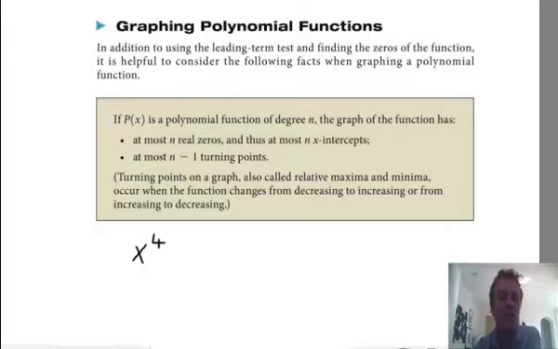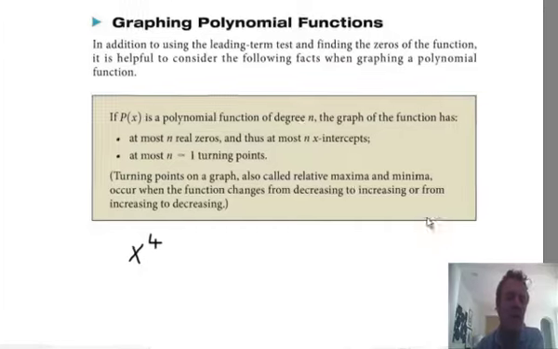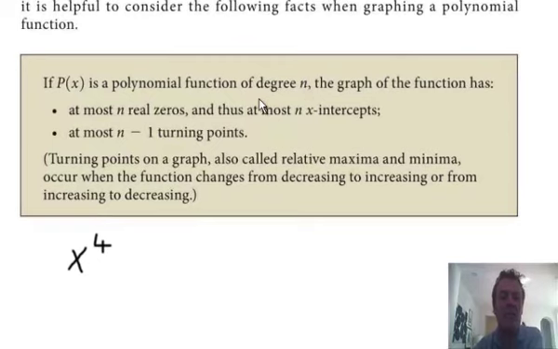Okay, a little more help on graphing polynomial functions. A polynomial function of degree n will have at most n real zeros and thus at most n x-intercepts. We'll come to that. It will have at most n minus 1 turning points.